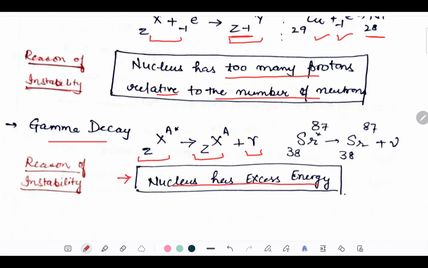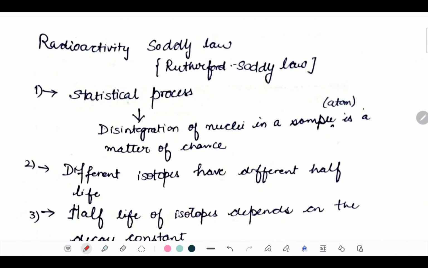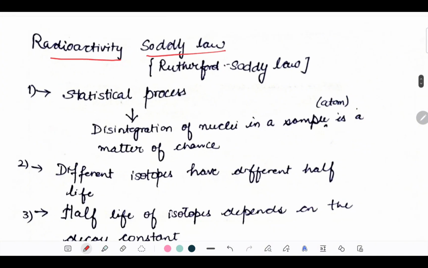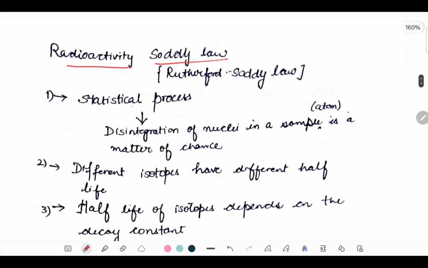We can consider the case of strontium 38, in which its mass number and its atomic number both remain the same, but with the release of some energy. Now let's turn to our next topic, which is the radioactivity Soddy law. This law was given by Rutherford and Soddy.